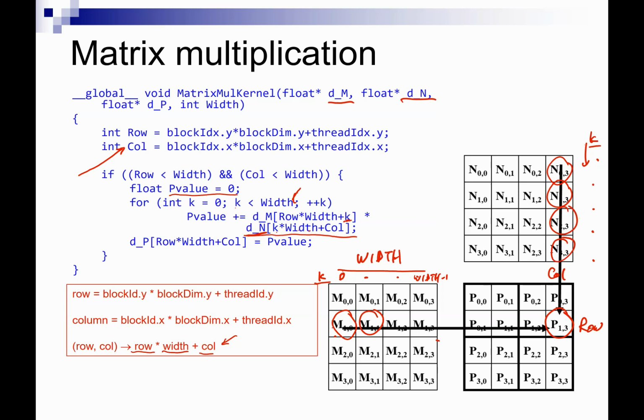All right, so then we multiply those, we add it to the p-value, and after the end of this for loop, we have the correct p-value, and now we need to store it into the correct location in the output matrix. Since we're in row and then column col, we're going to use that formula.